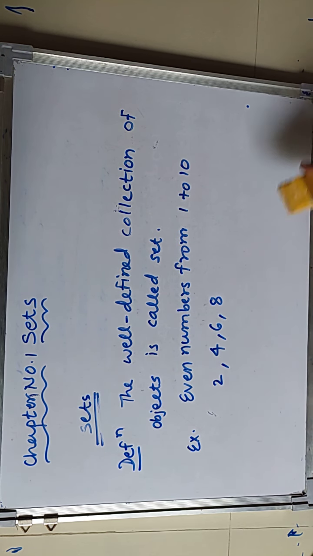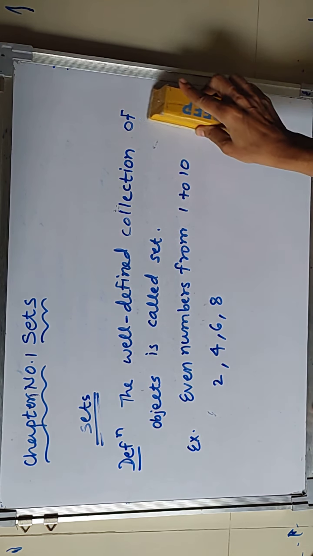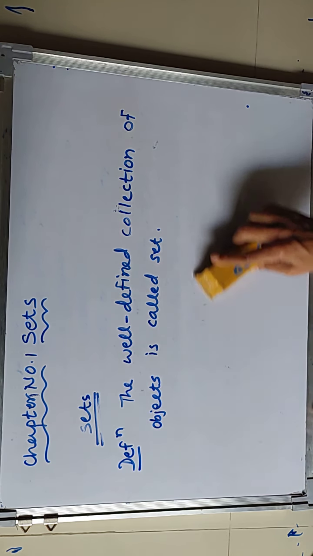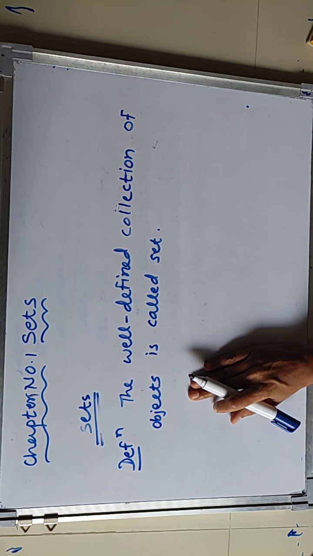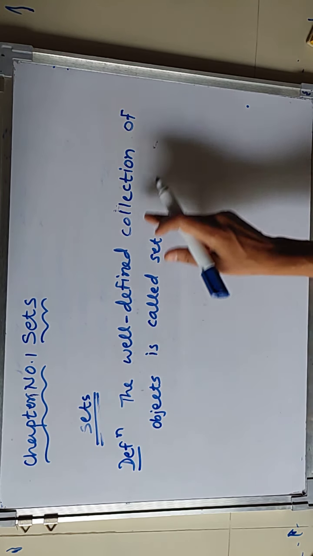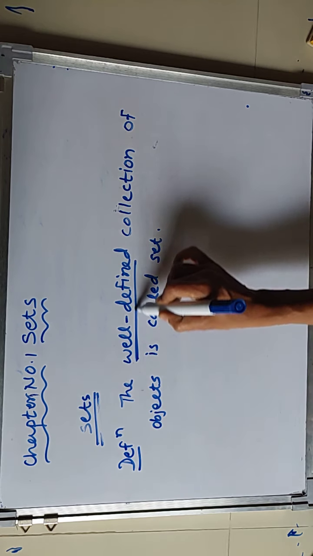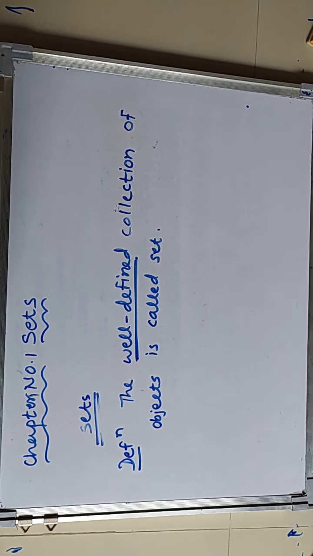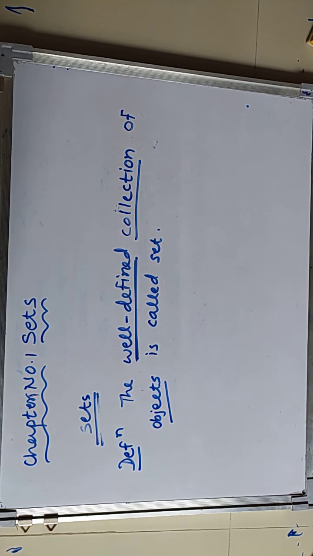Now, how to represent the set? Are you understanding, students? What is the set? It means you are getting a well-defined collection of the objects. A well-defined collection of the objects is called the set.